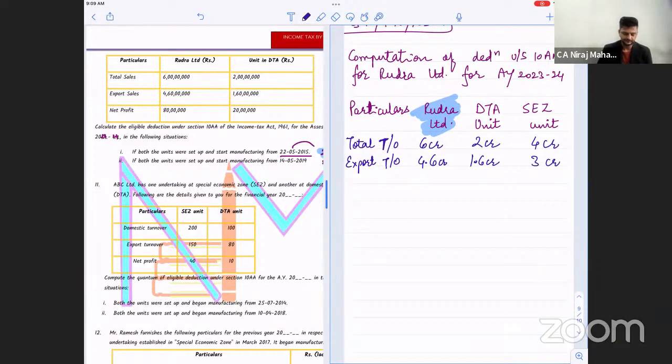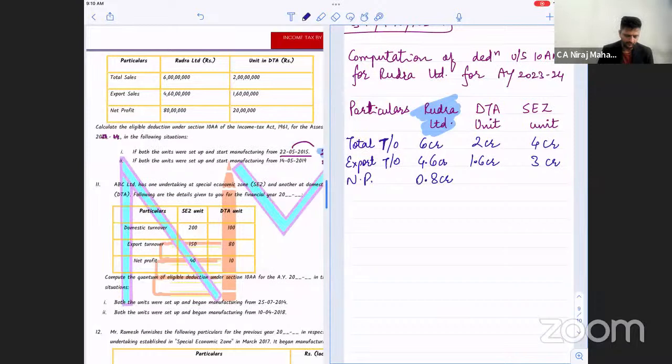Let's go ahead, everybody. And NP, net profit, is what? If I write in crores, then I'm writing crores only. It is 80 lakhs, so it is 0.8 crore of the company. Out of that, 0.2 crore belongs to DTA. So therefore, 0.6 crore belongs to SEZ, or 60 lakhs rather. Okay. Keep the same format, otherwise it will be very problematic. Done.